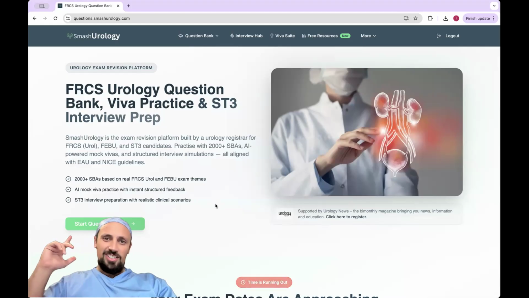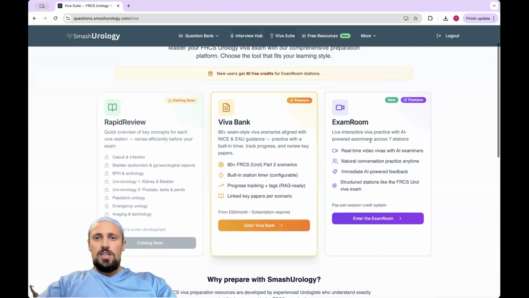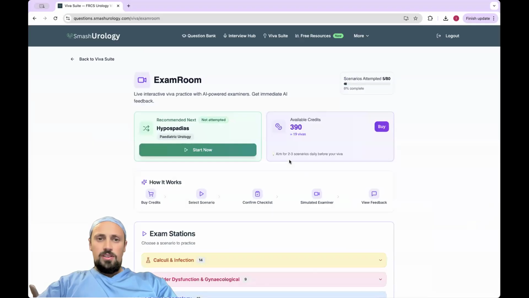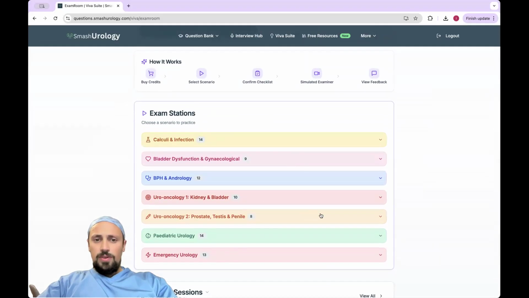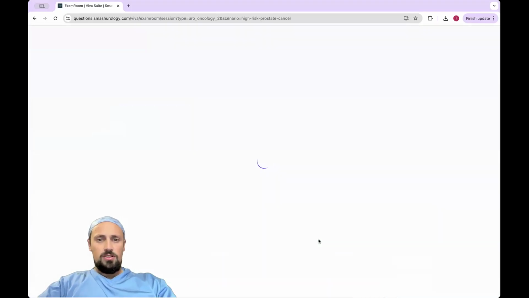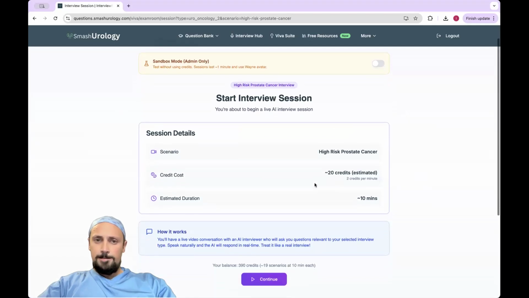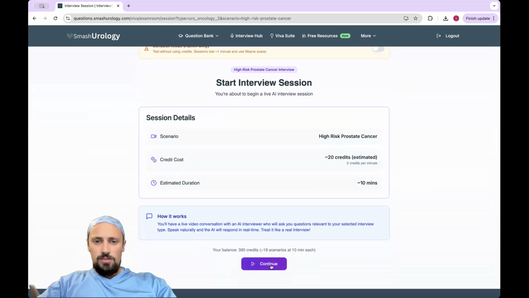So we're just releasing the latest super cool feature, which is designed to help everybody with their Part 2 exam for the FRCS Urol. If you log into SmashUrology, open up Viva's suite and check this new thing called Exam Room that we've produced. When you enter the exam room, it has stations across all the domains that can come up in the exam. If we choose one, let's take prostate cancer, it tells you how many credits you'll use, but we'll just do a demonstration here.